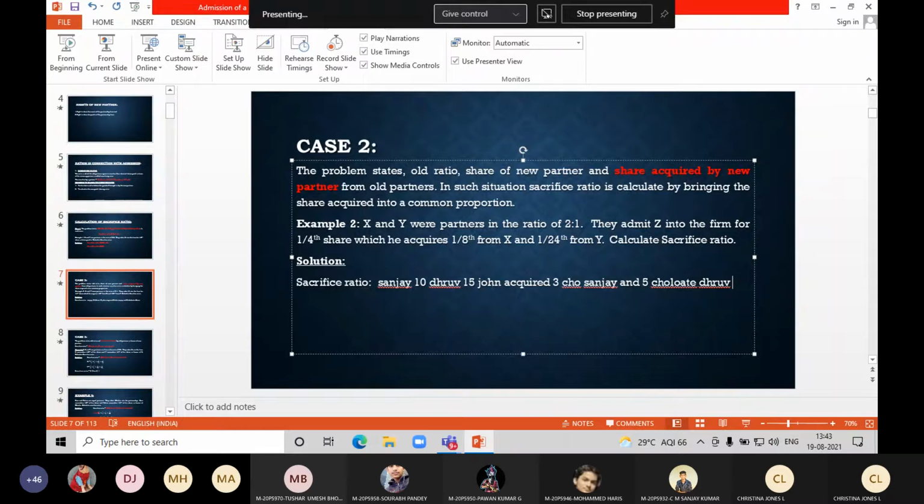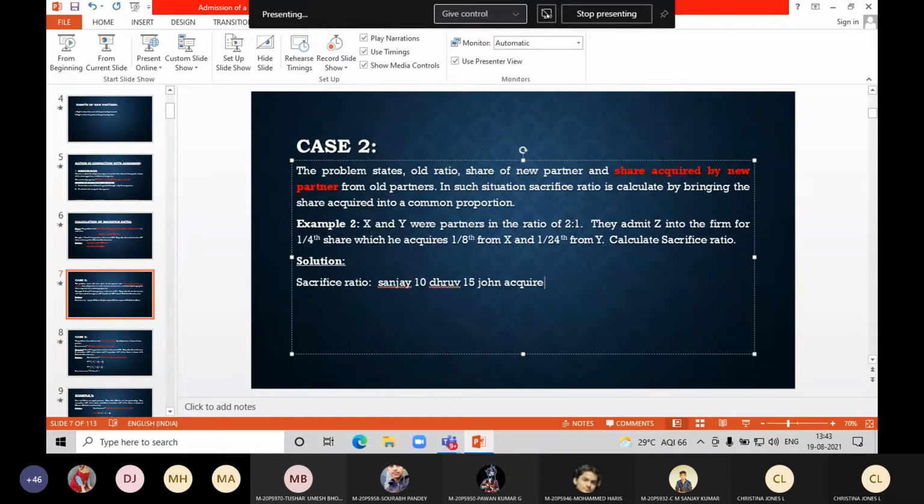Instead of telling Sanjay and Dhruv gave, they are saying John acquired 3 chocolates from Sanjay and 5 chocolates from Dhruv. So the story has been narrated from John's point of view. Whether it's narrated from Sanjay's point of view or John's point of view, the answer is going to be the same. Instead of saying Sanjay and Dhruv gave, they are saying John received. So from the receiving point of view instead of the giving point of view, they are going to do the problem. So the answer is in the question itself.